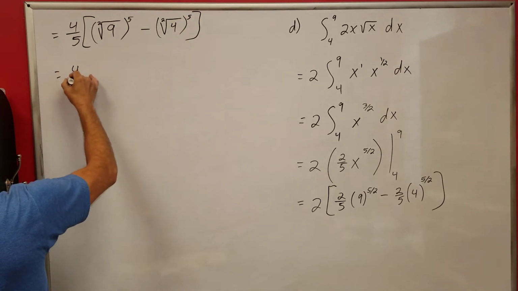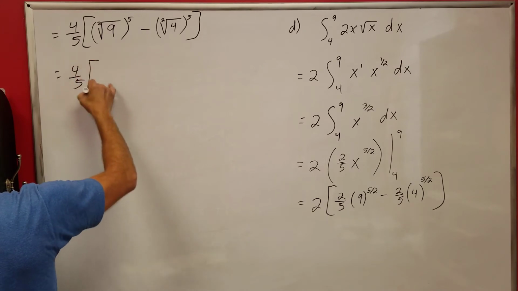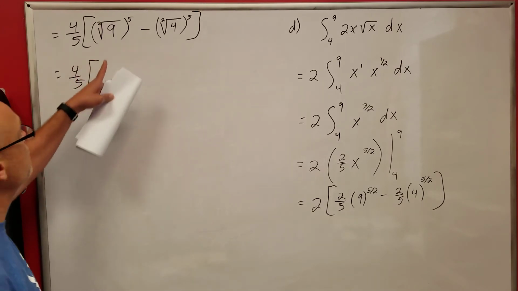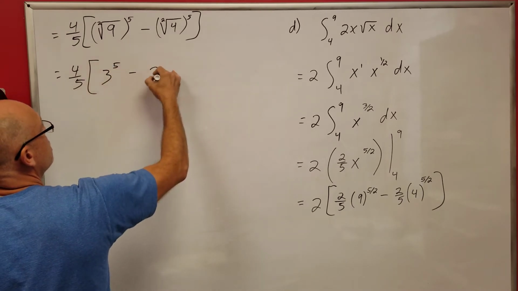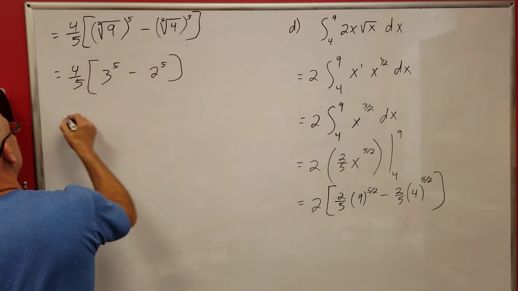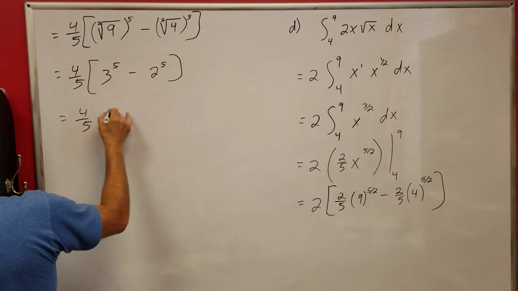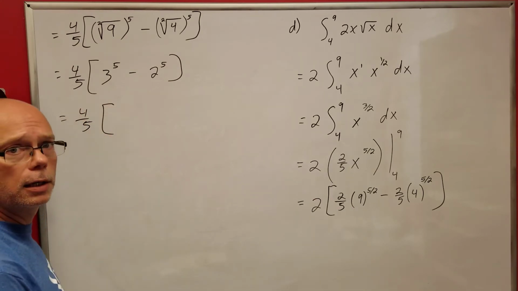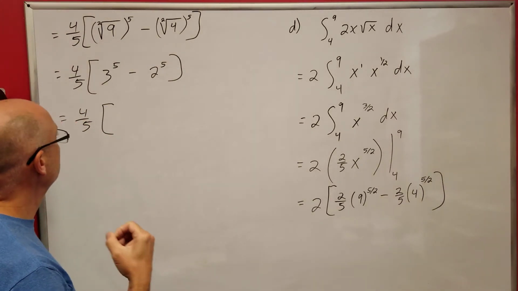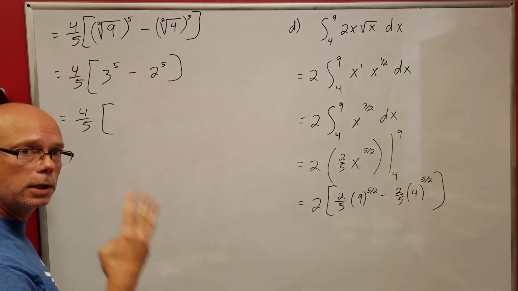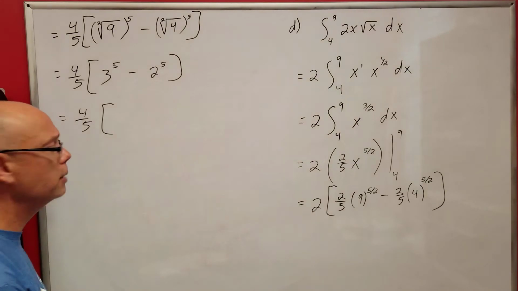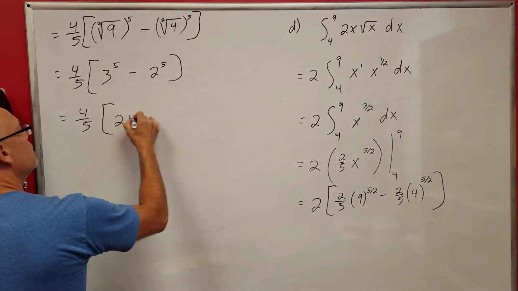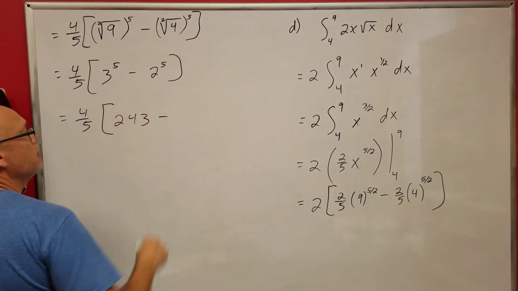So we have 4/5 times, what's the square root of 9? Square root of 9 is 3, so 3 to the 5th, minus square root of 4 is 2 to the 5th. All right, so that's 4/5. What's 3 to the 5th? 3 times 3 is 9, times 3 is 27, times 3 is 81. What's 81 times 3? 243. Minus, how about 2 to the 5th?